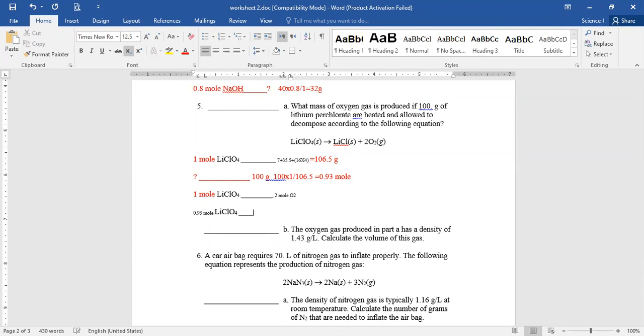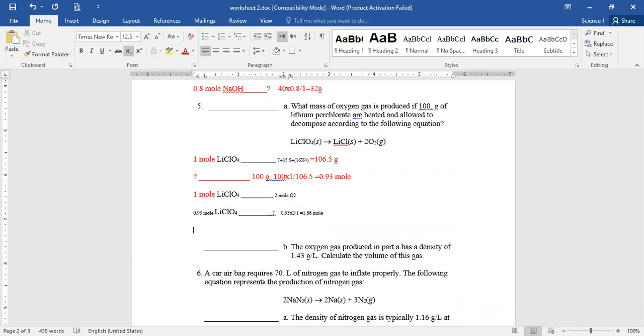They will produce how many moles? So let's find, by cross multiplication: 0.93 multiplied by 2, divided by 1, equals 1.86. So that represents 1.86 moles. So let's turn this into grams.